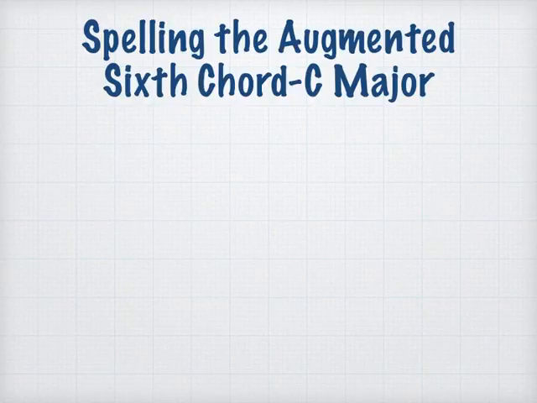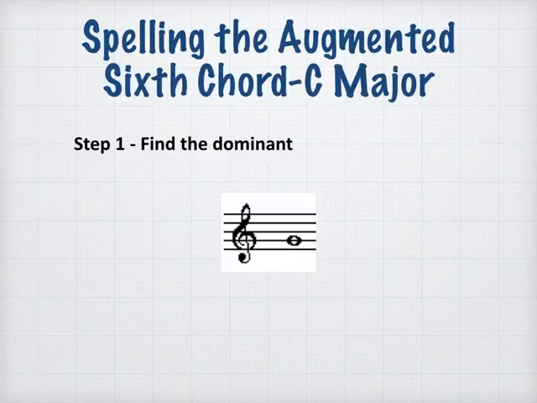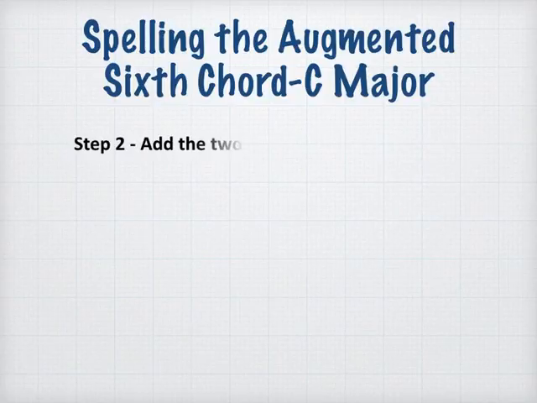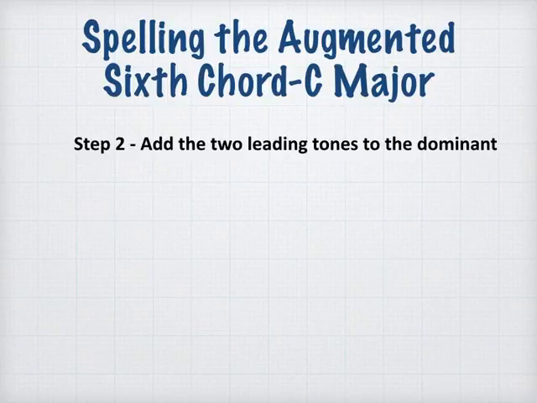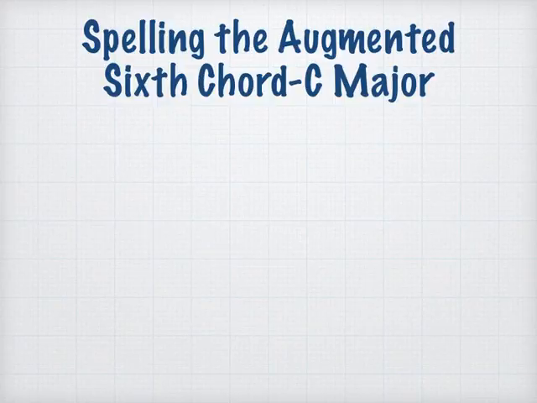Spelling the augmented sixth chord. We'll use C major. First, find the dominant. In C major, G is the dominant. The second step is to add the two leading tones to the dominant: the dominant leading tone and the dominant Phrygian leading tone. So F sharp is the leading tone to the dominant and A flat is the Phrygian leading tone because they both go to G. The third step is to add the tonic.